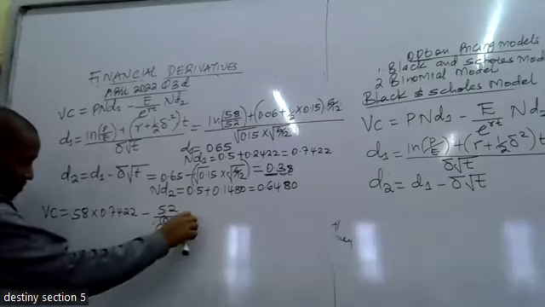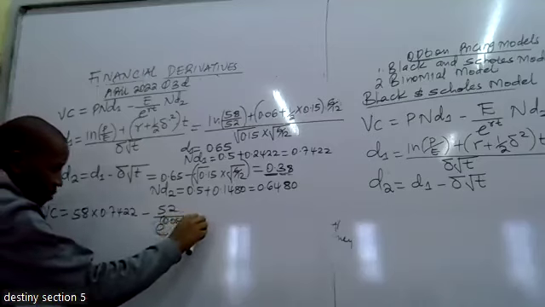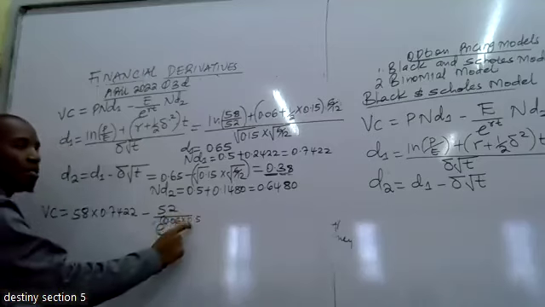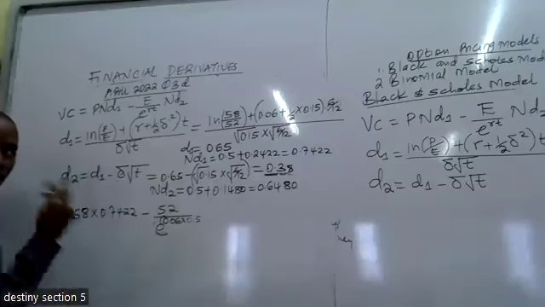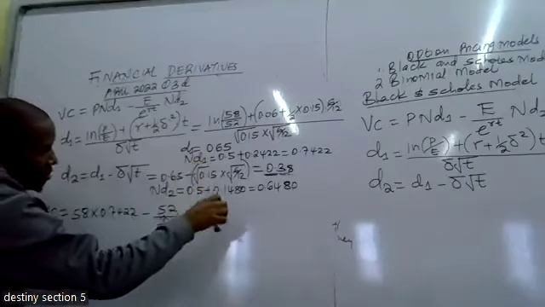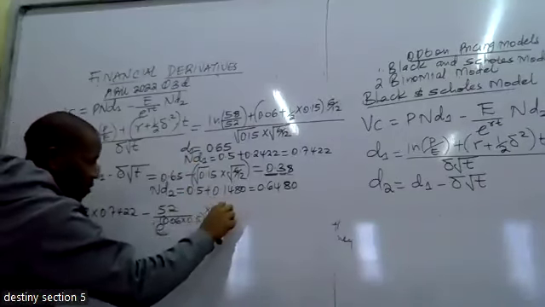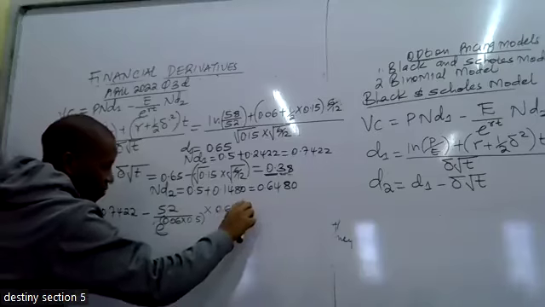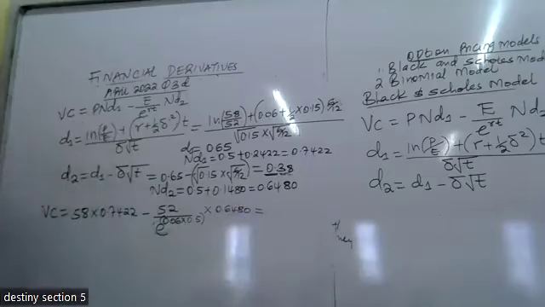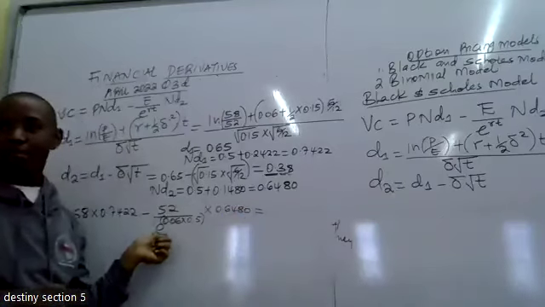This will be 0.06. So I multiply by 0.5. Time is 6/12. That means it's 0.5. Then you multiply by what? NB2. So that will give you how much? Portion here on exponential.